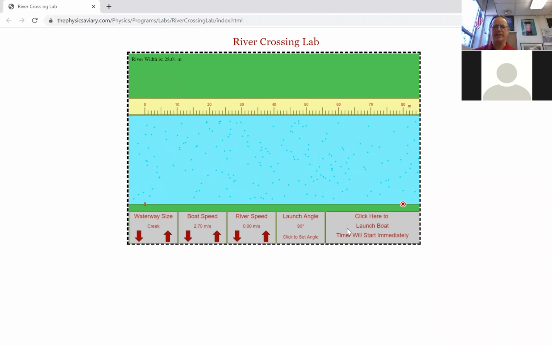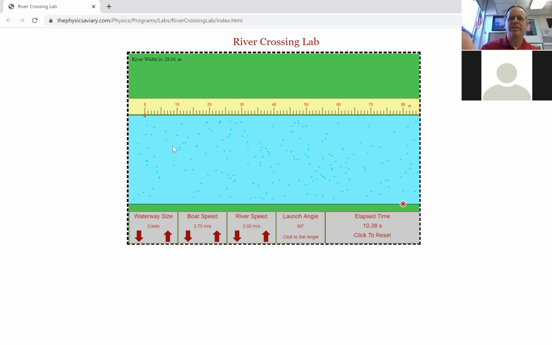All right, launching, guys. Launch. Now, the key thing is the time will not stop when it hits the other side. I have to stop it. It'll just keep on running. And bam, nailed it, guys. 10.38 seconds. How in the world do I figure out how wide my river is?